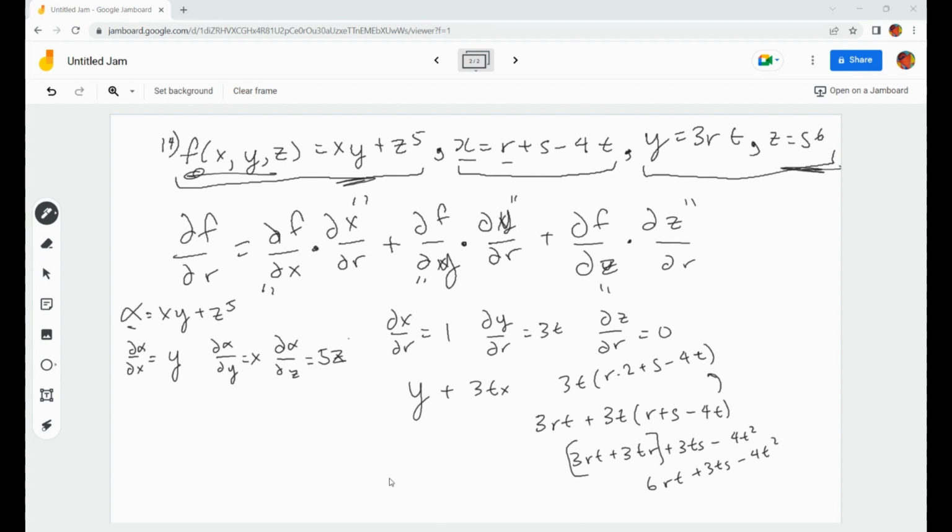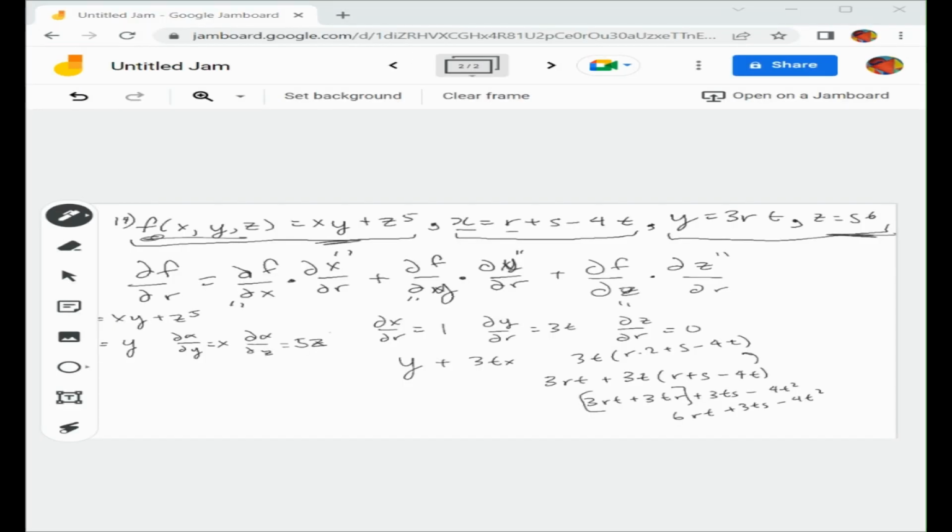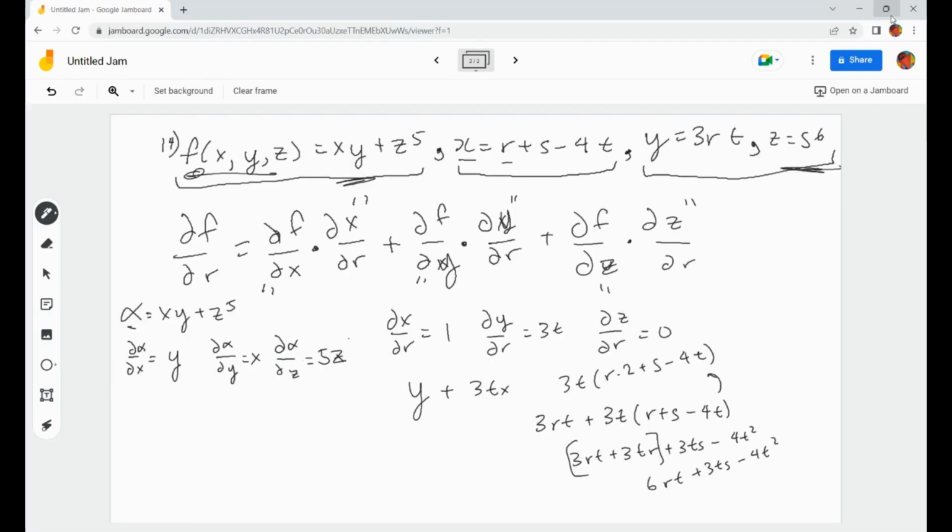I need to check this answer now. That was a lot of pain for a little work. Not really a lot of pain. It's just pretty chill. 3rt. I'm just gonna write 3t parentheses 2r plus s minus 4t. Let me check that answer real quick. I'm wrong. I did something wrong. You have not correctly found the df/dr. Oh yeah. Wow.